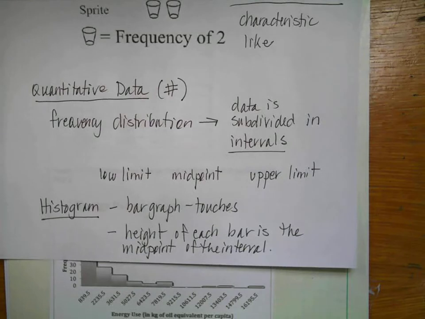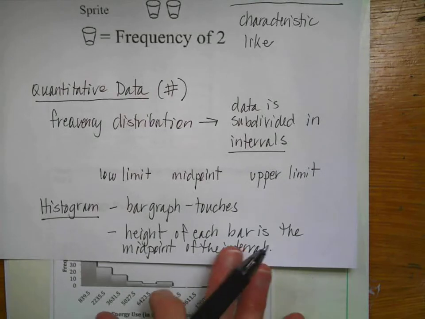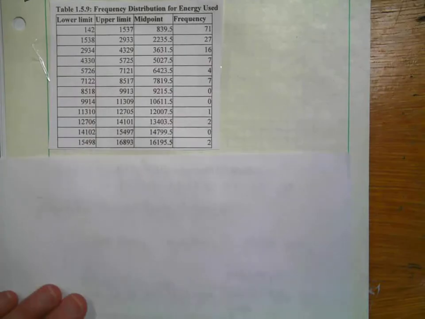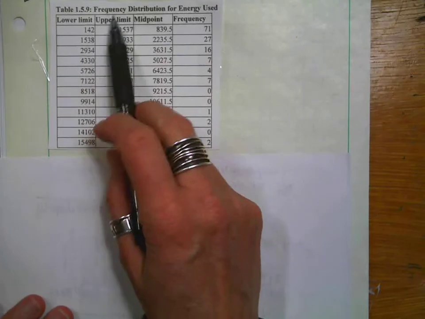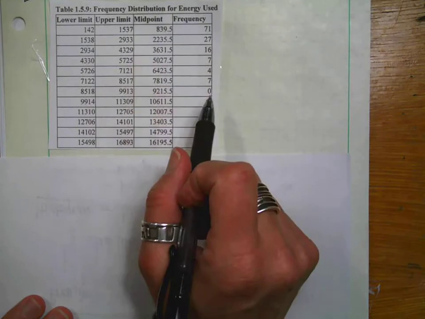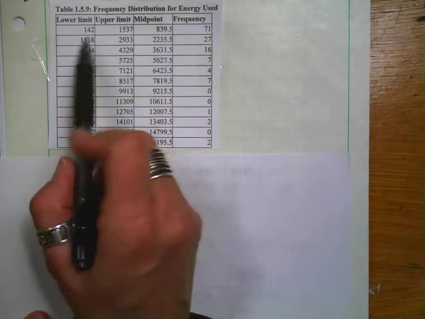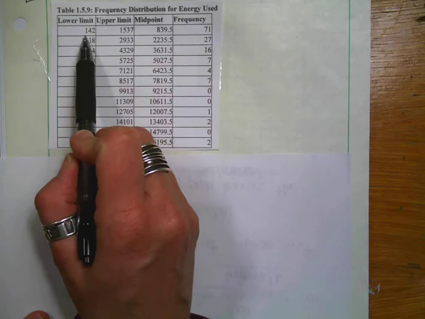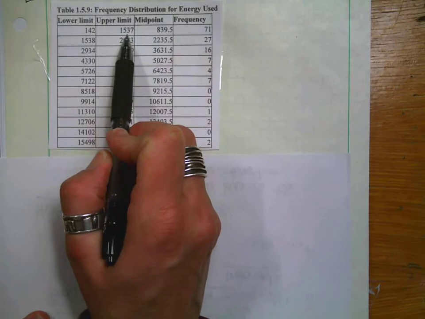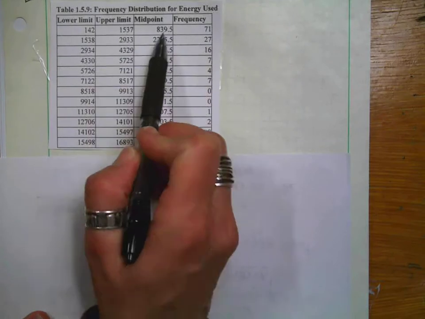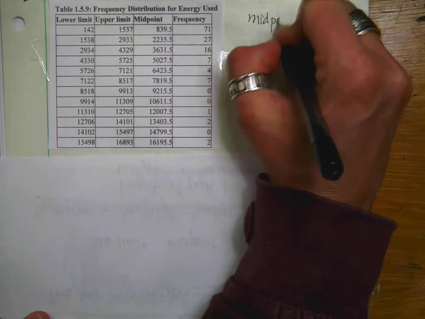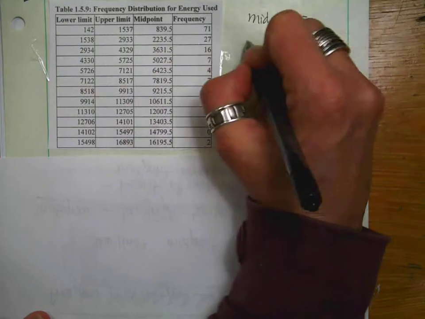And it means that I have to type well. Okay, so now let's move on to some of our examples. This is a frequency distribution for the energy that's used by different countries. The lower limit is going to be 142, the upper limit is 1537, and then this is the midpoint.